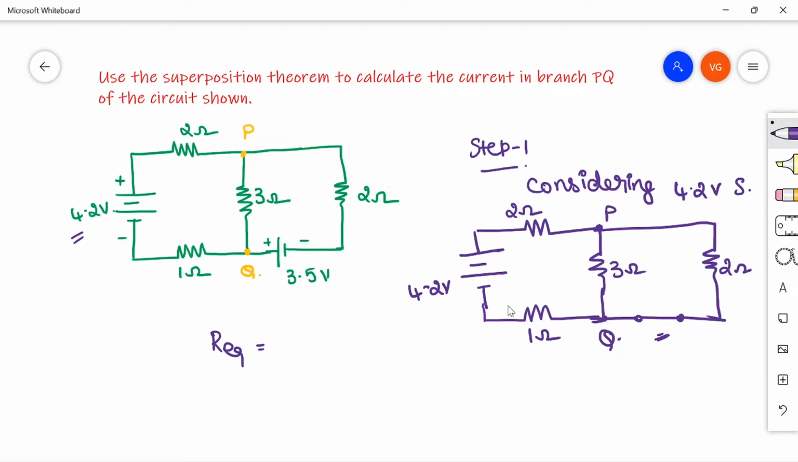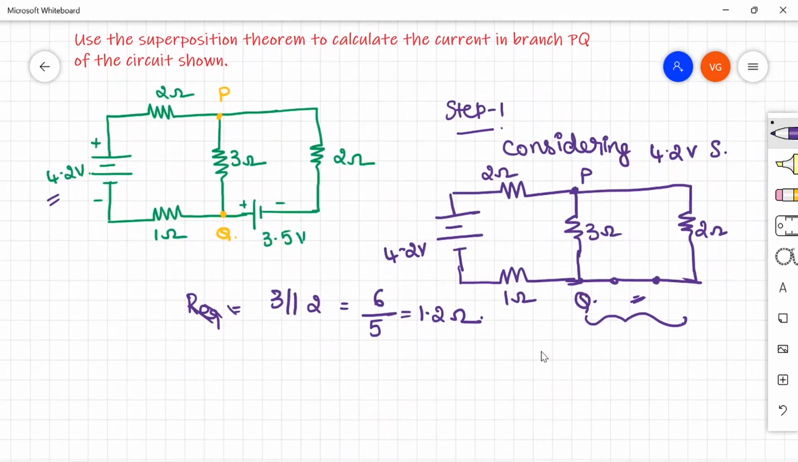Or else you can do it in another way also. Let us draw. First find out the equivalent resistance of 3 and 2. 3 in parallel 2, that will be 3 into 2, 6, divided by 3 plus 2, 5, that is 1.2 ohm, right? As we need the current in the 3 ohm resistor, that is the total current.